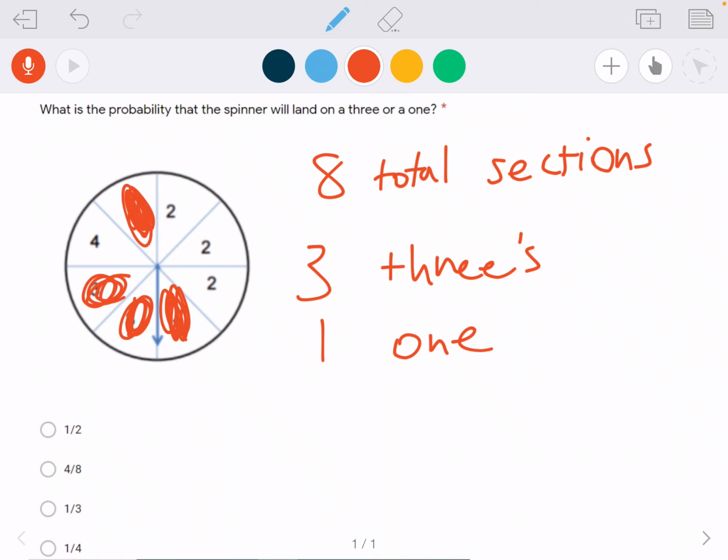So if you think about how many total sections, there are 8, and how many of them are a 3 or a 1, 3 plus 1 is 4. So you have a 4 out of 8 chance of that happening. However, you need to make sure that you simplify your fractions. So 4 out of 8 is not totally wrong, it's just not simplified. So 4 out of 8 simplified is 1 over 2.